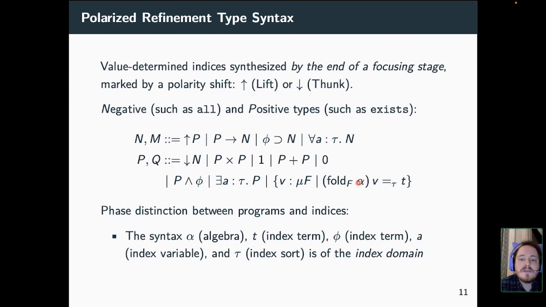Okay, so here's our refinement type grammar, which is basically call-by-push-value with sums and products, as well as our refinement types, which include guarding types, universals, asserting, existential, and refined algebraic data types. And I'd like to point out here that the phi and the a and the tau and the alpha and the t all live in an index domain, which we keep separate from the program domain in order to ensure decidability.